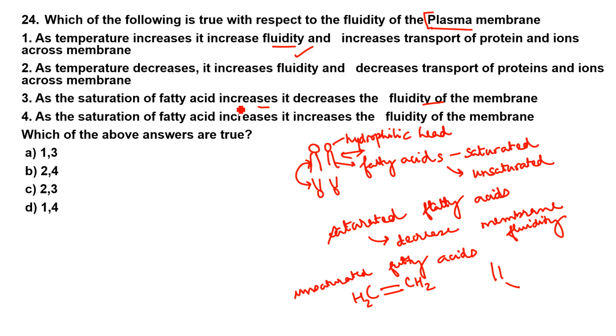If the saturation of fatty acid increases, saturation means there are more single bonds. So as the saturation increases, it decreases the fluidity of the membrane. So this statement is also true. So 1 and 3 are correct. Okay, 1 and 3 are correct.